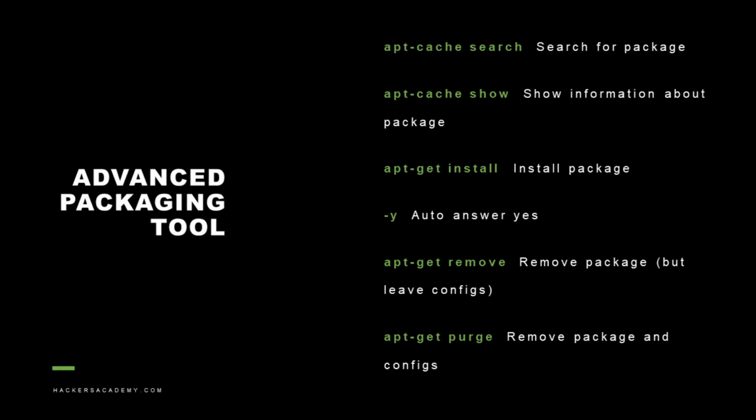And there are different commands that we can use with APT. For example, if I want to find out about a package, I can use the apt-cache search. If I want to see information about a package, I can do the apt-cache show. To install, I can do the apt-get install. And to remove, it would be apt-get remove. Removing a package with all its configuration files, I can do apt-get purge.